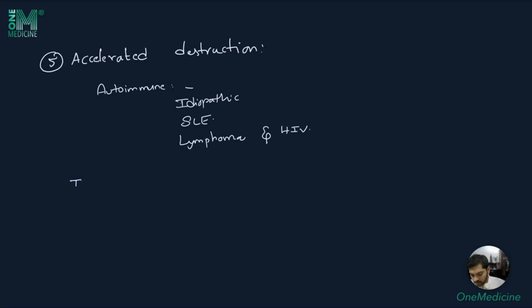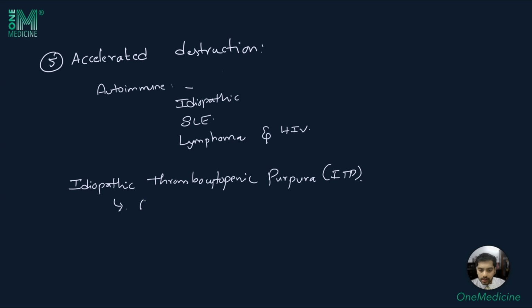Another important cause is idiopathic thrombocytopenic purpura, commonly known as ITP. This ITP has two forms. The first one is acute form, which is usually self-limited, happens usually in childhood, and it does not require any specific therapy, so no specific treatment which is required.